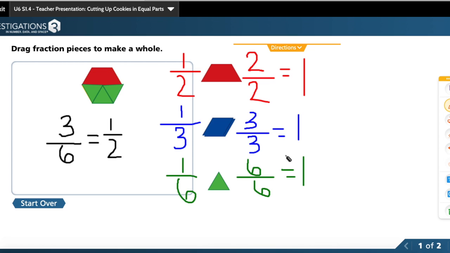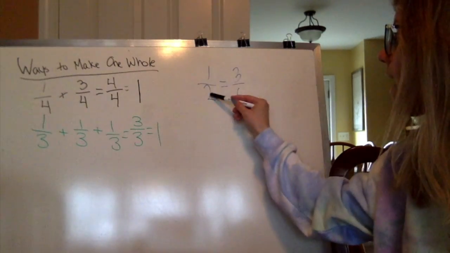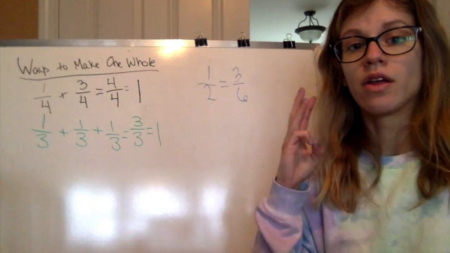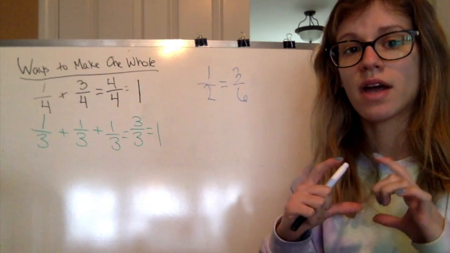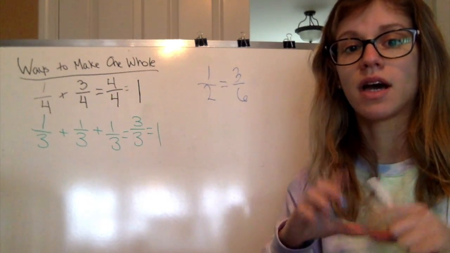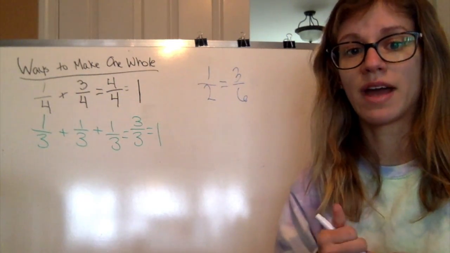I see here that 1/2 is equal to 3/6. And I could even check it by putting them on top of each other. I could see that they're equal to each other. So we were just saying how 1/2 is equal to 3/6. And we figured that out because 3 triangles made up half of my hexagon, just like 1 trapezoid made up half of my hexagon.